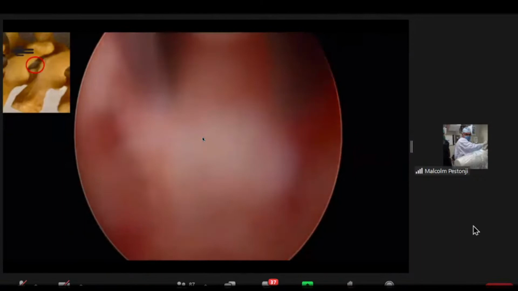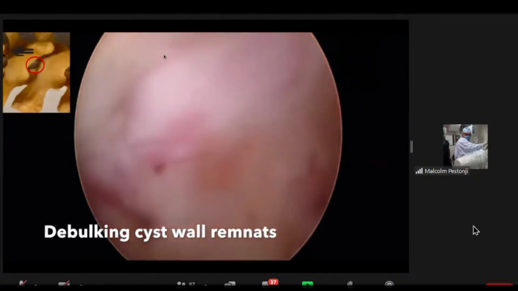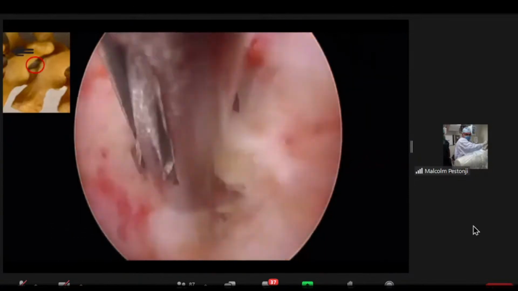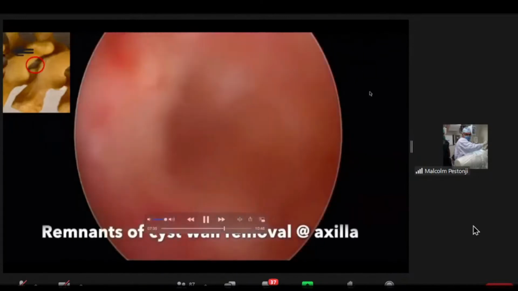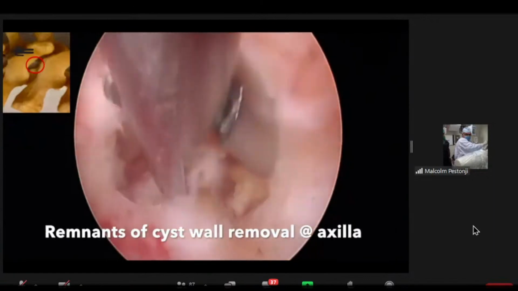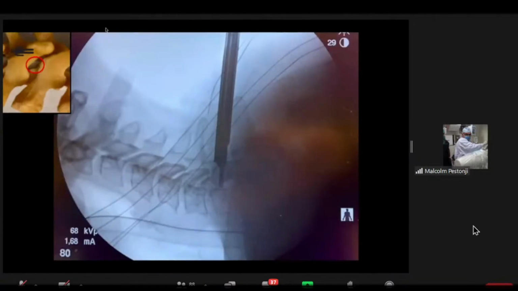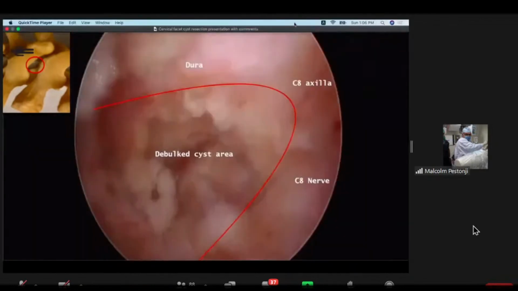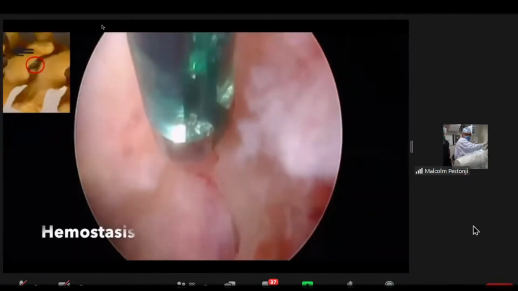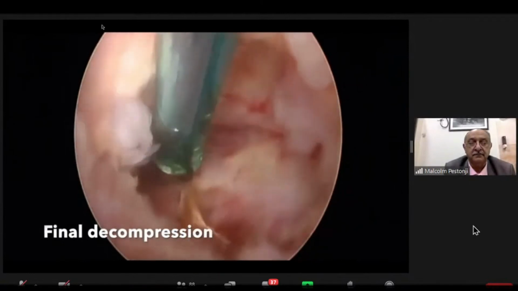You can see the device show that is necessary. With the rongeur, the cyst wall remnants are removed. So you can see that we have the floor of the spinal canal. Final decompression.